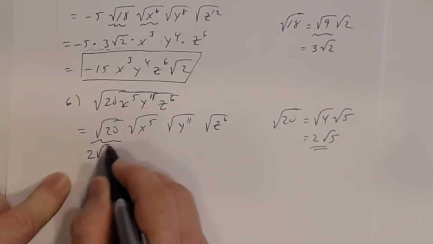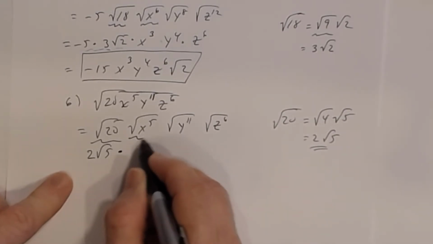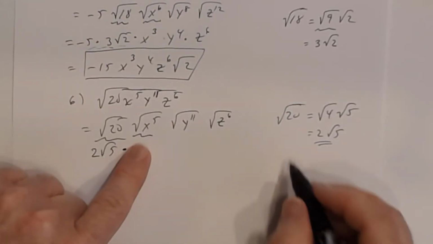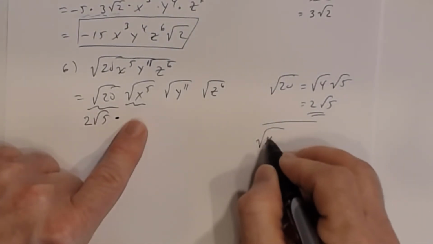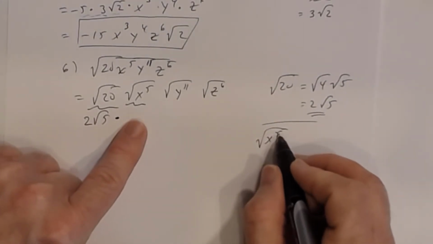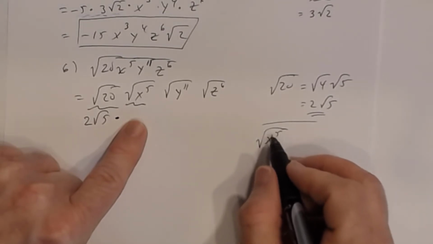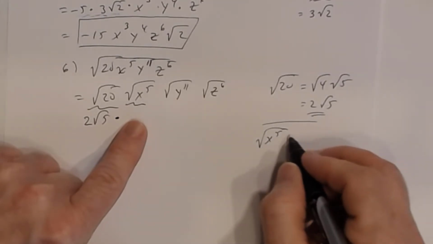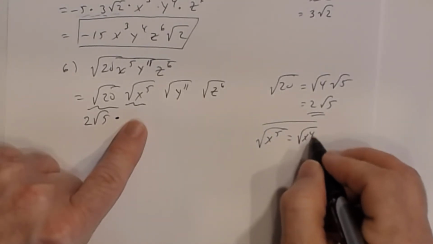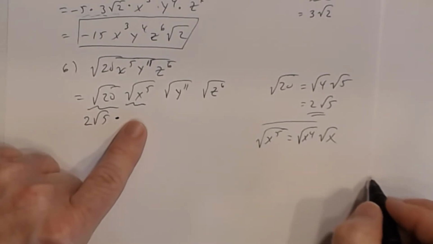So 2 square root of 5 times, now let's talk about this. It helps if you go off to the side and do all of this. Square root of x to the 5th. 5 is not divisible by 2, so you have to ask yourself, what's the largest whole number less than 5 that's divisible by 2? The answer is 4. So that would be the square root of x to the 4th times the square root of x.